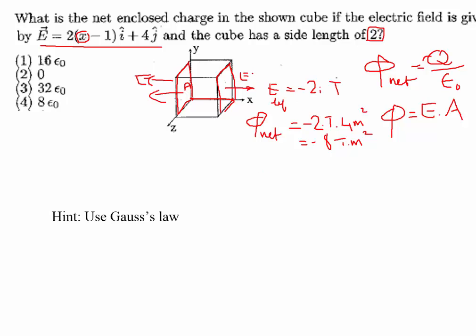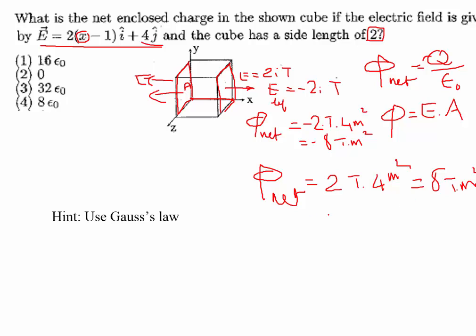Therefore, E leaving the right face is 2i Tesla. Remember, we are only taking the x part here, not the y part now. And therefore, what is the net flux leaving the right face of the cube? It will be 2 Tesla multiplied by, again, the area, which is 4 meters squared. That will be 8 Tesla meter squared.